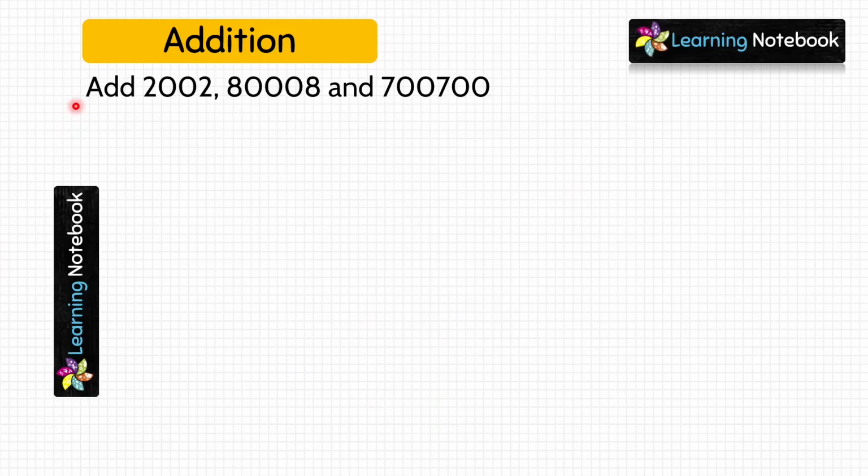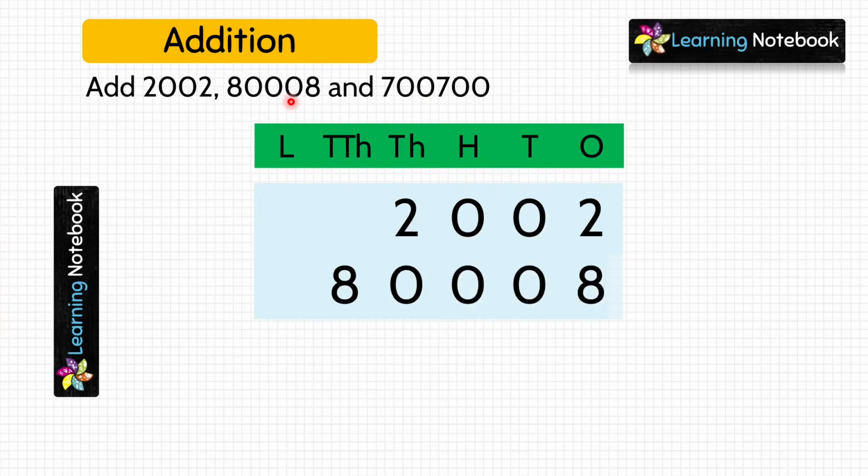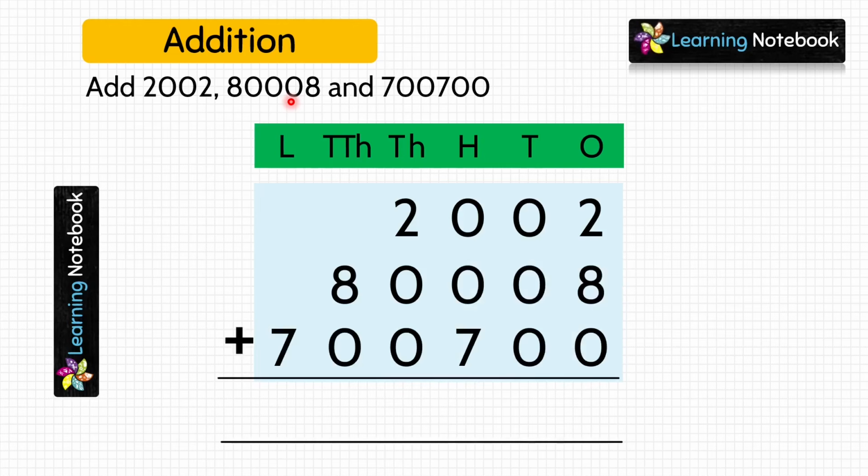Next example. Let's add 3 numbers again. These are the 3 numbers. First, write them in column form. Now, add them from ones place. So, 2 plus 8 equals 10. So, carry 1 to the tens place and write 0 in the answer.